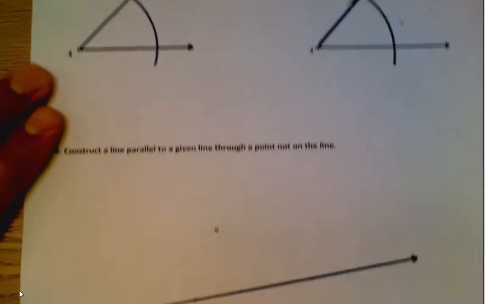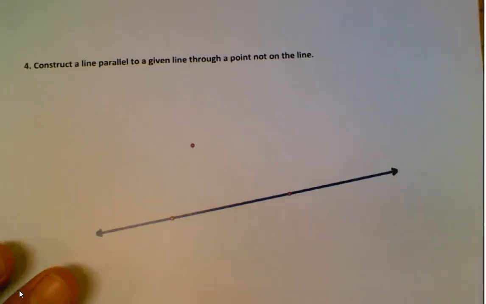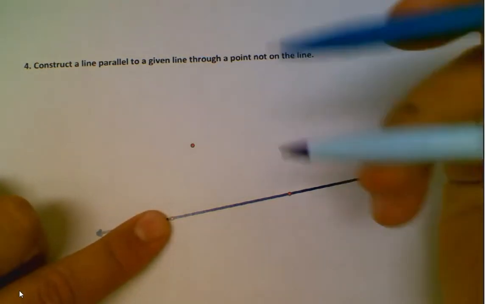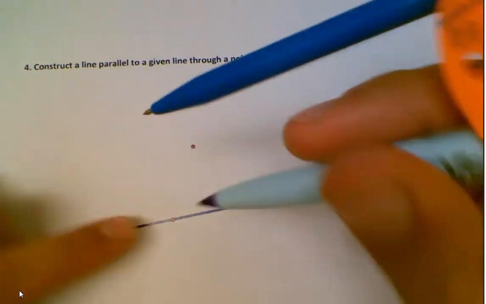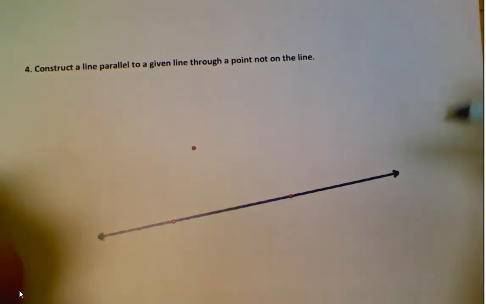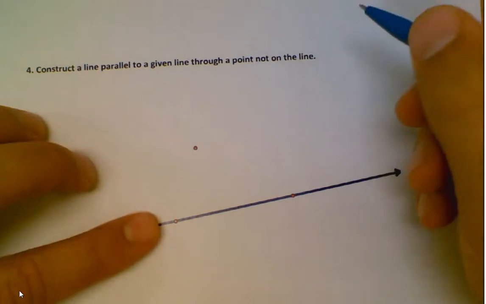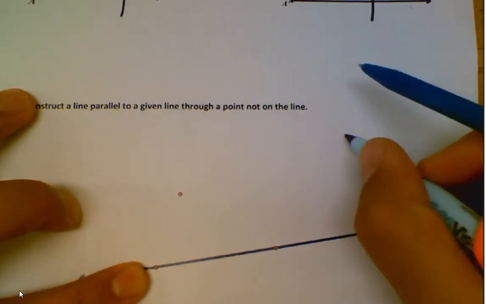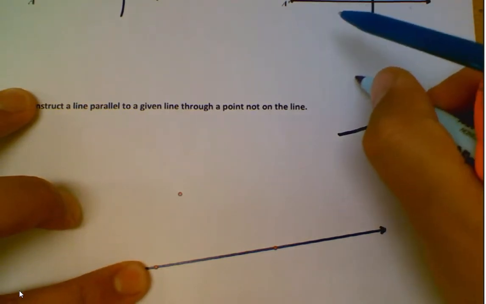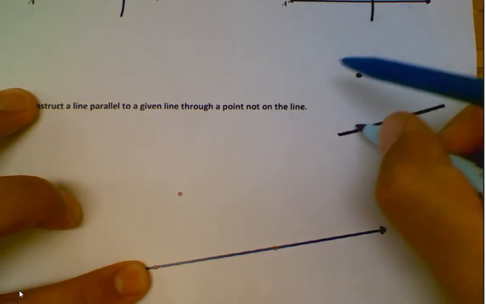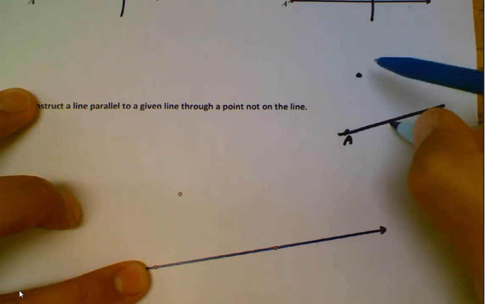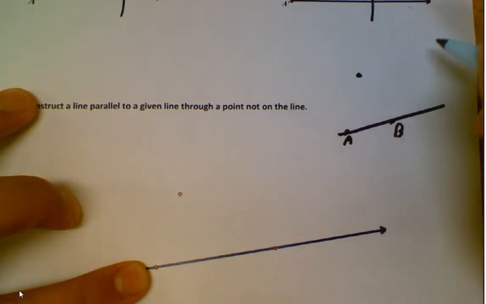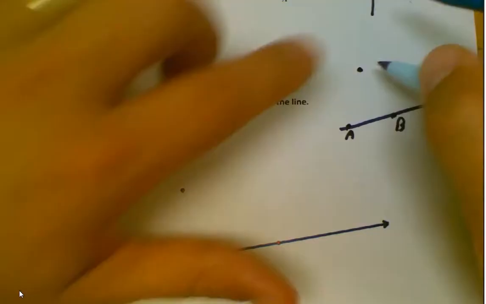Okay, and our final construction is to construct a parallel line through a given point not on the line. To do this, I'm going to do a drawing over here to show what a parallel line is. We have our line, and we want to make a parallel line. We've got two points here. We'll call this A and this B. This new line cannot intersect this one.